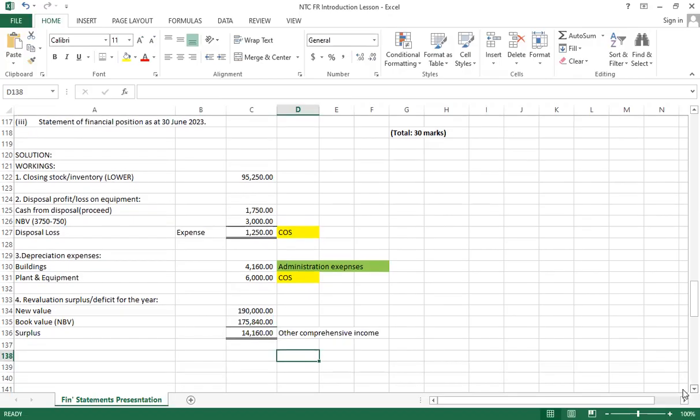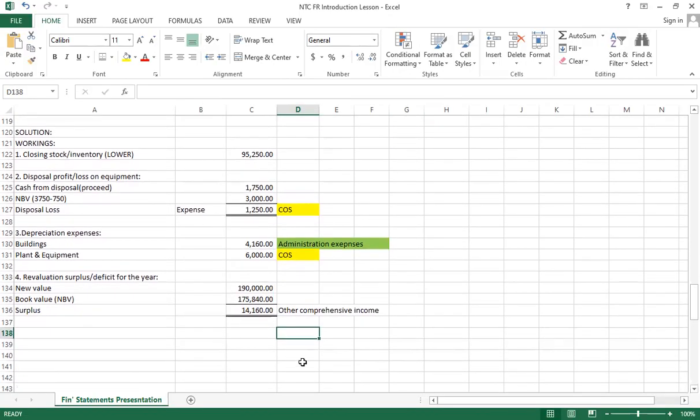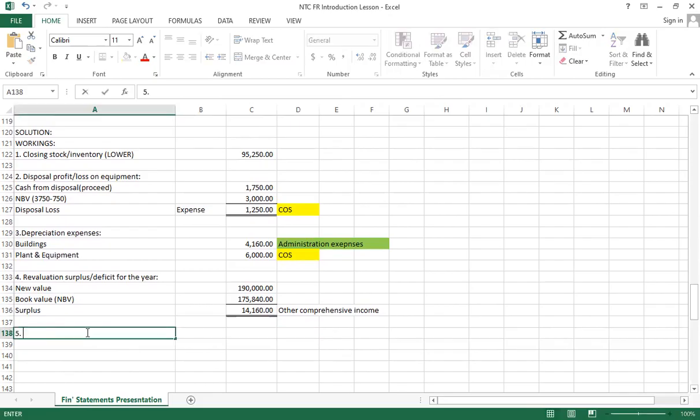If that is the case, then we can proceed to working number 5. We can have working number 5 as a value for PPE that later we take to the balance sheet.